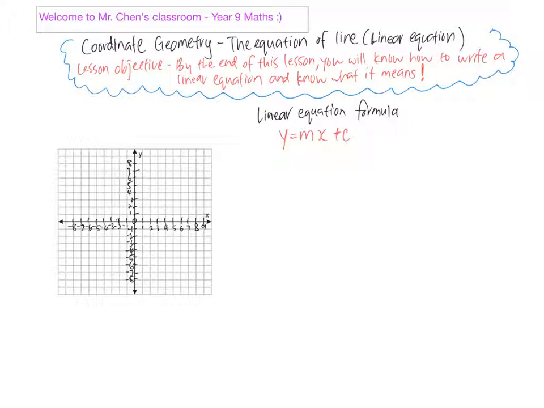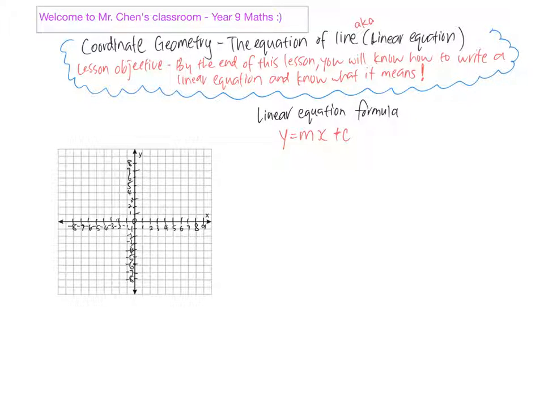So, in this lesson, we are going to talk about the equation of a line, also known as linear equations. The learning objective is, by the end of this lesson, you will know how to write a linear equation and know what it means.